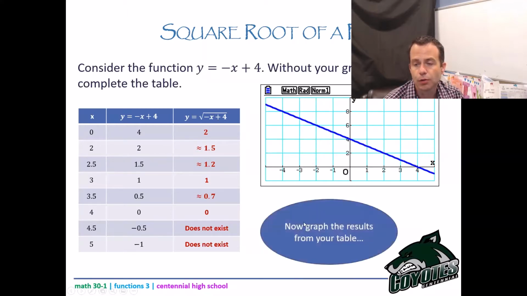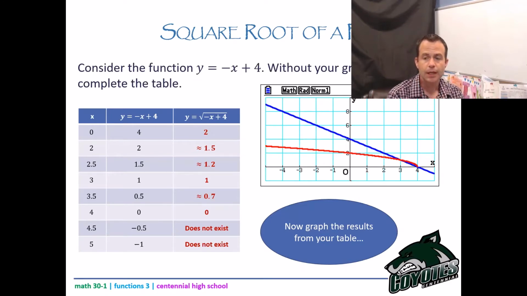Okay, and so you should have a graph that looks like this. There are essentially 3 different regions that I want to talk to you about right away. I want to talk to you about when the original graph, my blue graph here, is below the x-axis. All the values for y would be negative there, right? All of my outputs for this function would be negative after x equals 4. What I want you to notice is in the square root graph, which is the red graph, nothing happens. The square root graph doesn't exist, because I'm trying to take a square root of a negative number and I can't do that. That doesn't happen.